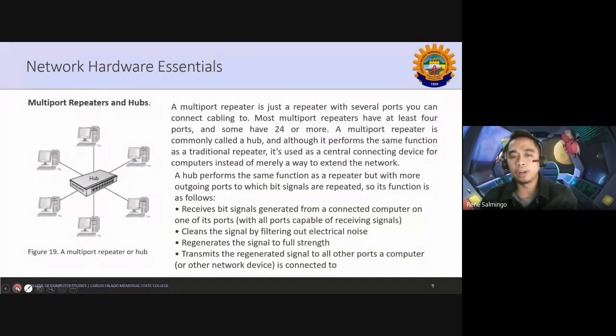And how does a hub perform on this? A hub performs the same function as a repeater, but with more outgoing ports to which bit signals are repeated. At first, it receives the signal generated from a connected computer on one of its ports. It also cleans the signal by filtering out the electrical noise and generates the signal to full strength. Lastly, it transmits the regenerated signal to all other ports a computer is connected to.